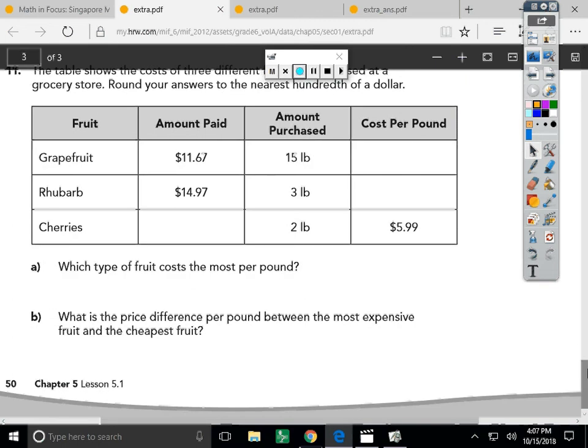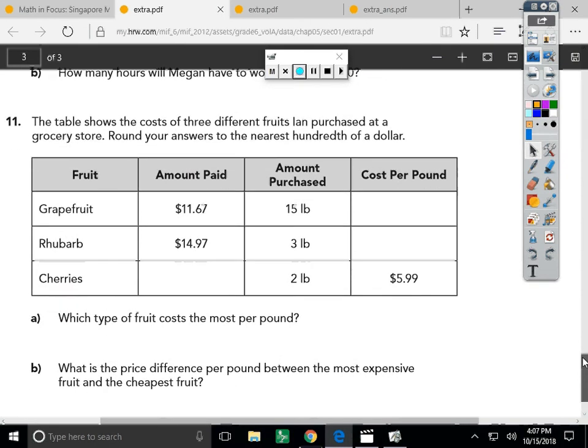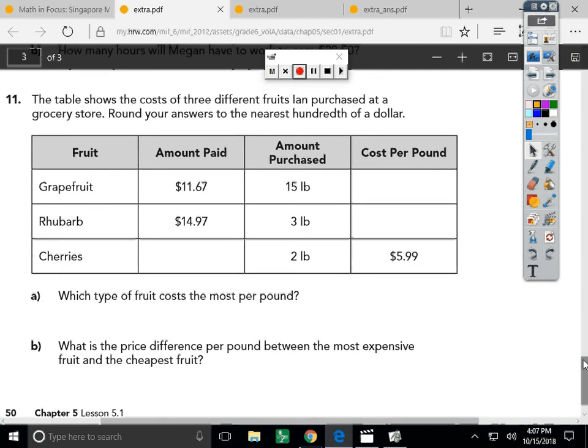In this last section, I'm just going to remind you of a skill that I taught you in class when I saw you last. It says this table shows the cost of 3 different fruits Ian purchased at a grocery store. Round your answers to the nearest hundredth of a dollar. So we have grapefruit, we have rhubarb, we have cherries. We know how much is paid for the grapefruit. We can see how much was purchased, but what we don't know is the cost per pound. Per pound. Oh, hint, divide by pounds.